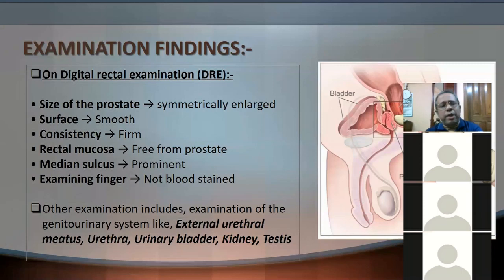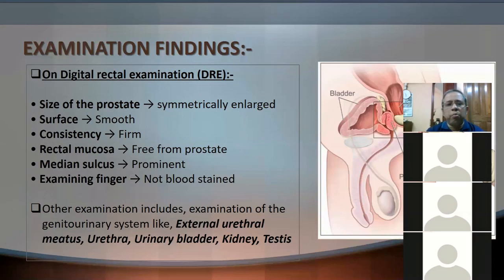Then what about the examination? The examination is the gold standard, and it is DRE. That terminology previously written in the book is rectal examination. Now all the things are digital. For that reason, nowadays the terminology is changed to digital rectal examination.